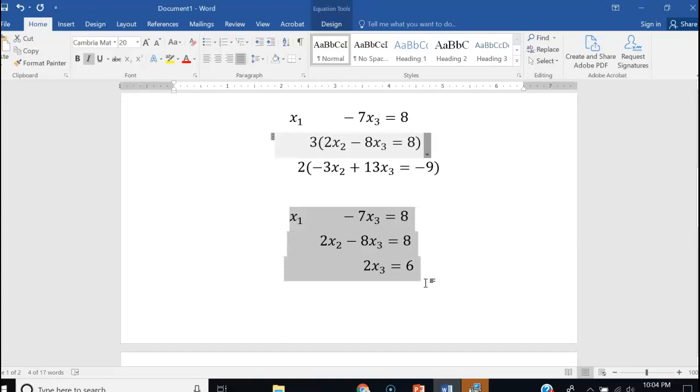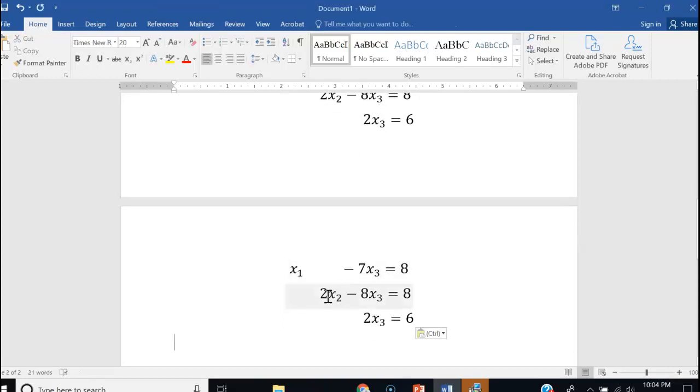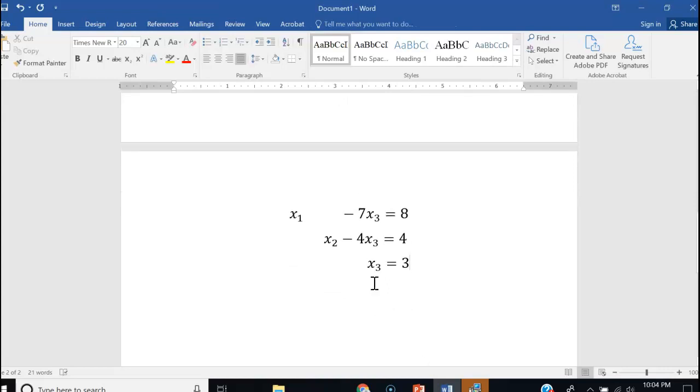So if I divide that second equation by 2, I end up with x2 minus 4x3 equals 4. If I divide all the terms of that last equation by 2, I get x3 equals 3. Okay? All right. Now it's going to be easy to eliminate. Now I can eliminate really quickly. Coefficients of 1 are really nice to deal with. We'll learn that as we move on.